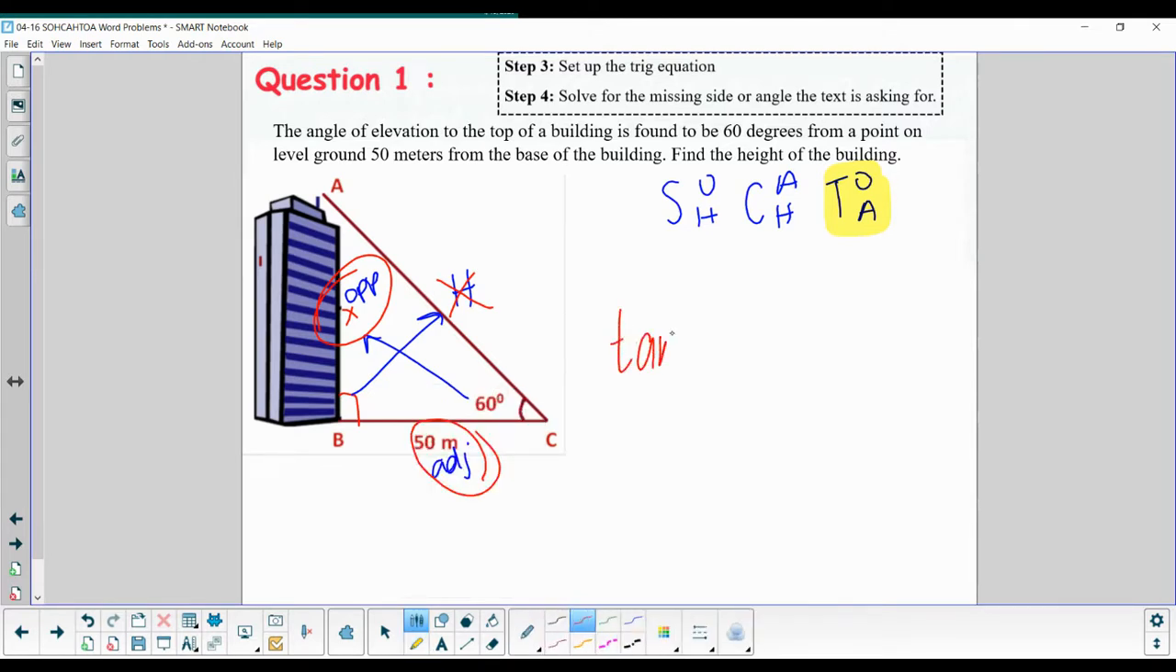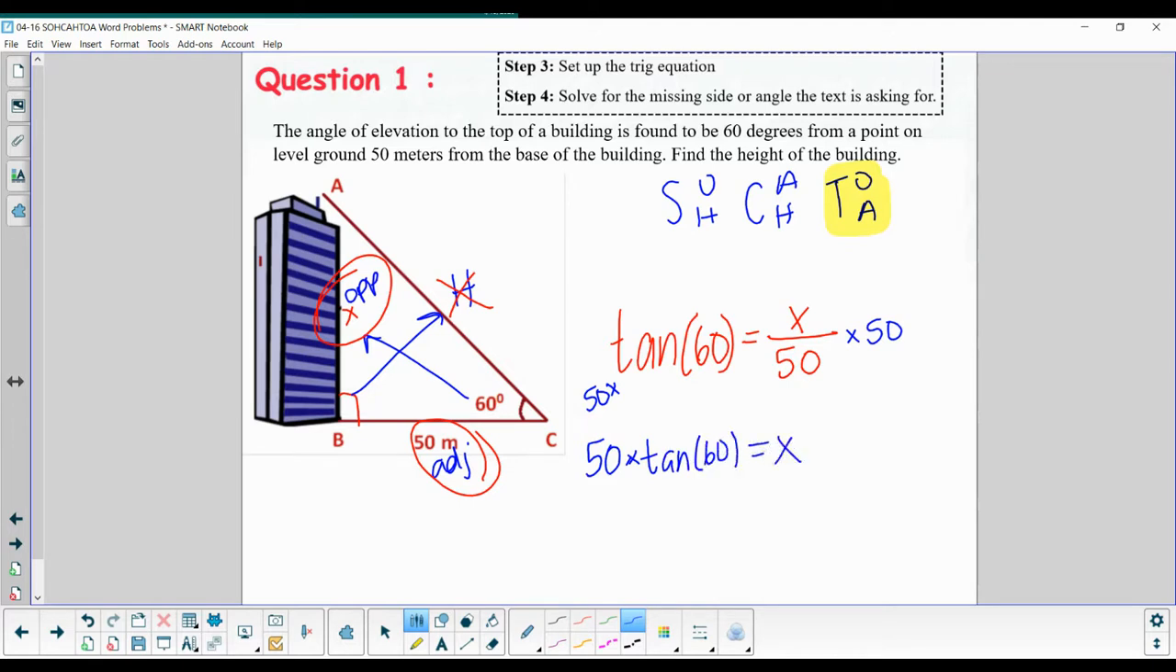So tangent of 60 degrees is equal to, and now I have my fraction, opposite over adjacent. I don't know my opposite, so I'll put an x there, over 50. And we have to think about our strategy to solve. So if I need to get rid of the 50 on the bottom, I'm going to multiply both sides by 50. I get 50 times tangent of 60 equals x. I do that in my calculator, and I get 86.60 equals x. But I want to make sure I write a sentence now to know what that 86 means.